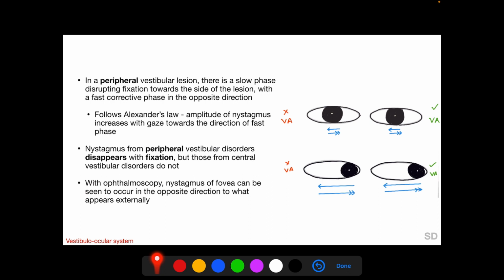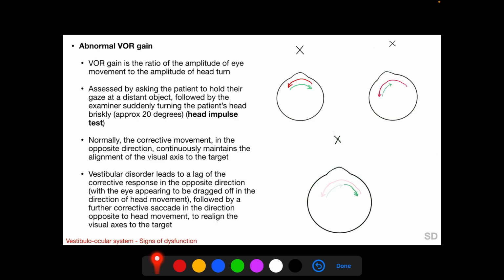And with ophthalmoscopy, the nystagmus of the fovea can be seen to occur in the opposite direction to what appears externally. The second important sign of a dysfunctional vestibulo-ocular system is an abnormal VOR gain. VOR gain is the ratio of the amplitude of the eye movement to the amplitude of the head turn in response to which the eye moves, and it is assessed by asking the patient to hold their gaze at a distant object, followed by the examiner suddenly turning the patient's head briskly approximately 20 degrees, first in one direction and then in the other direction, and this test is known as the head impulse test.